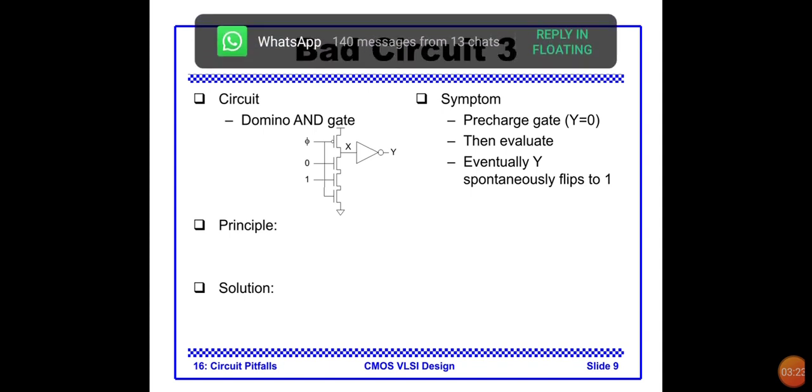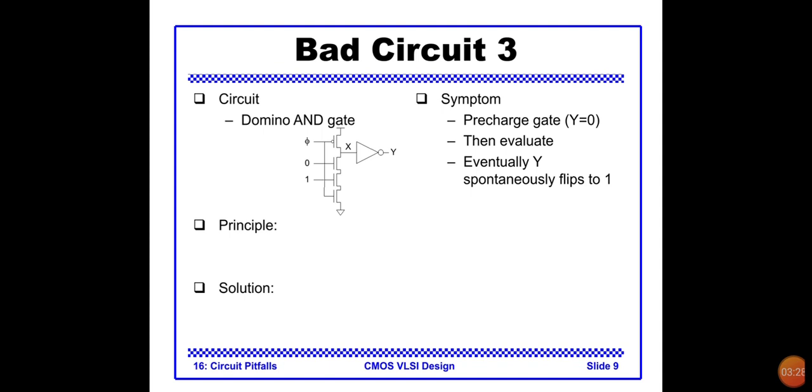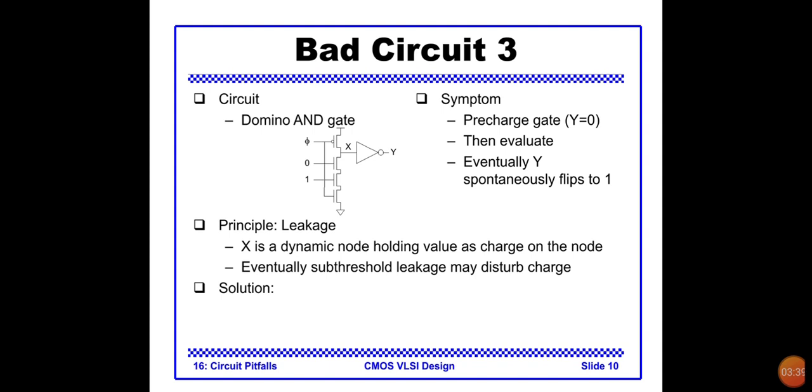Bad circuit 3, the domino AND gate. The symptom: precharge gate with Y equal to 0, then evaluate, eventually Y spontaneously flips to 1. The principle: leakage. X is a dynamic node holding value as charge on the node. Eventually subthreshold leakage may disturb charge.